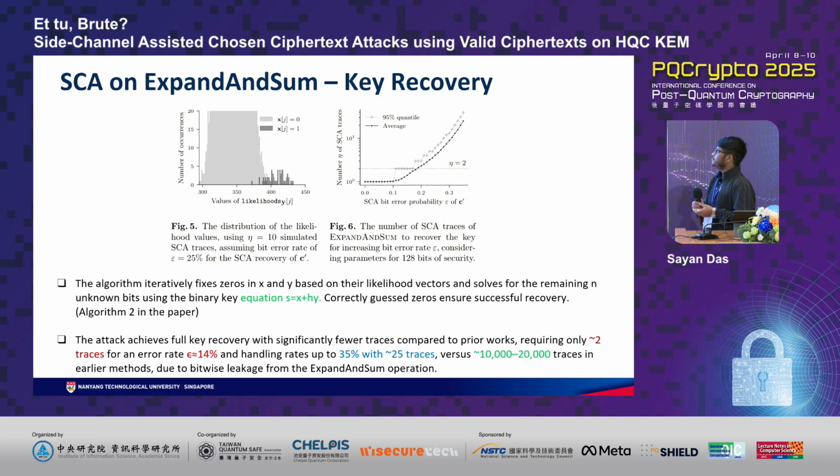So to present the results, the attack achieves full key recovery with significantly fewer traces compared to prior works, requiring only 2 traces for an error rate of 14% and handling rates up to 35% with the equivalent of 25 traces. Previous works had 10,000 to 20,000 traces in earlier methods. So this is a significant improvement over that.